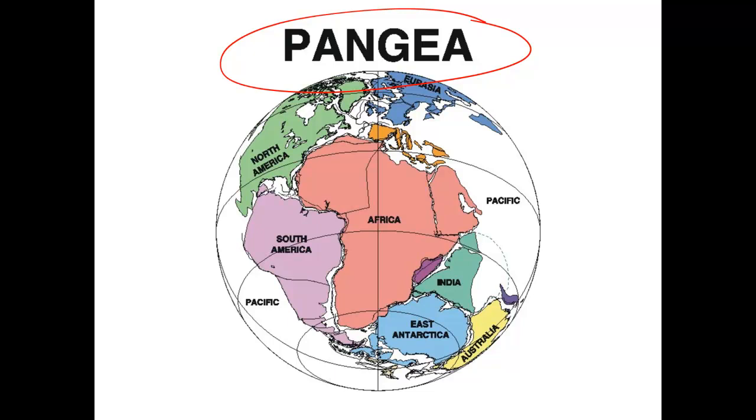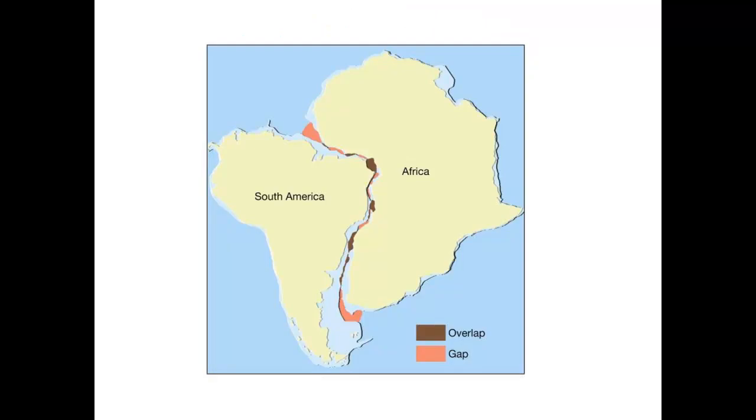This is a modern-day reconstruction of Pangea. Wegener's reconstruction looked a little different. But you can see here how nicely all the continents fit together. It's pretty pronounced. So Wegener had several lines of evidence for his proposal that the continents had drifted away from this original Pangea starting point. His first line of evidence was the shape of the continents. So that's what's being illustrated here.